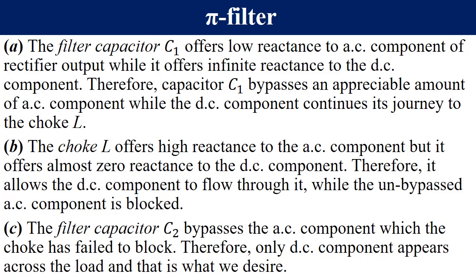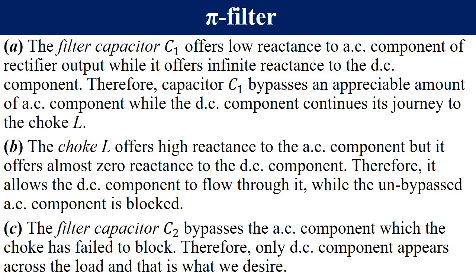C1, which is a filter capacitor, offers low opposition or low reactance to the AC component of the rectifier output, while it offers infinite resistance to the DC component. We know that a capacitor blocks DC. Therefore, C1 bypasses, which means it shunts to ground, a high amount of the AC component, while the DC component continues its journey, because we want DC at the load.